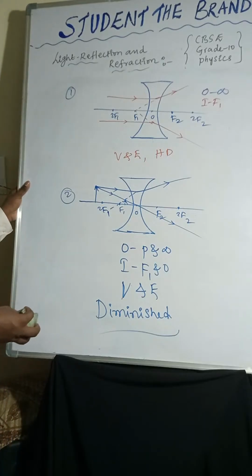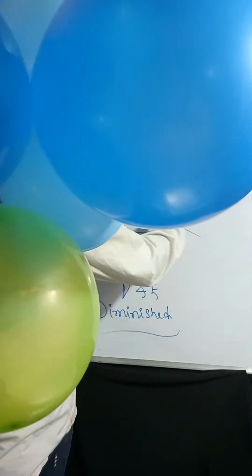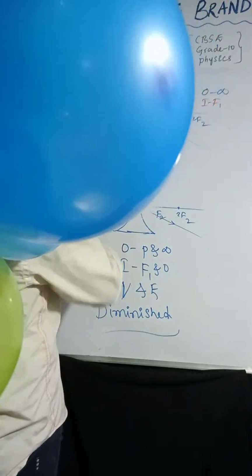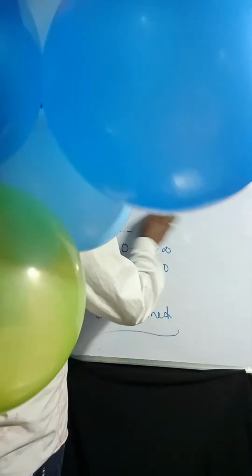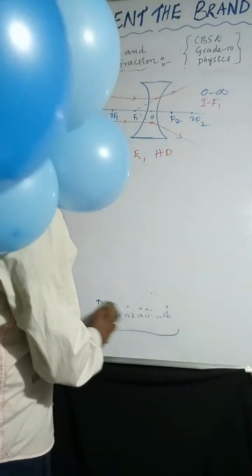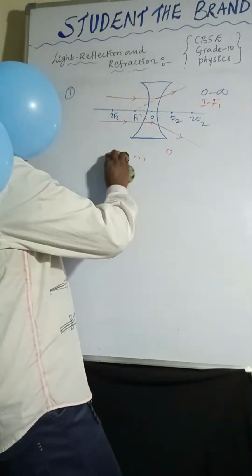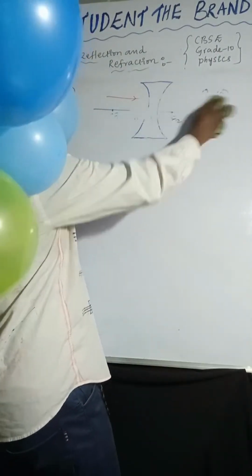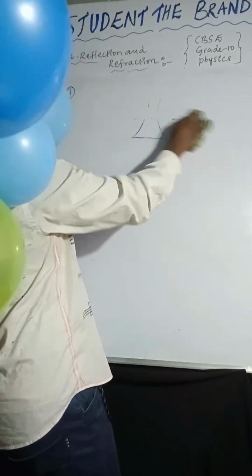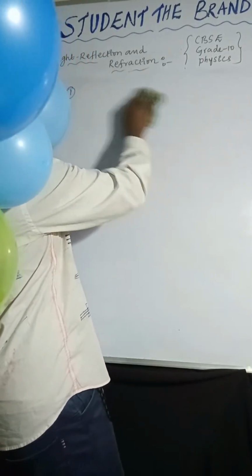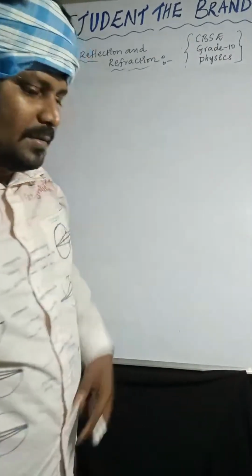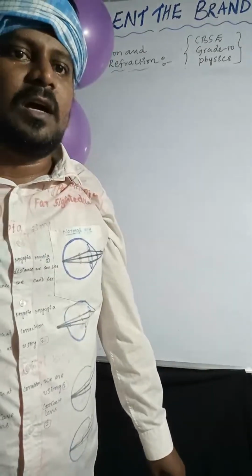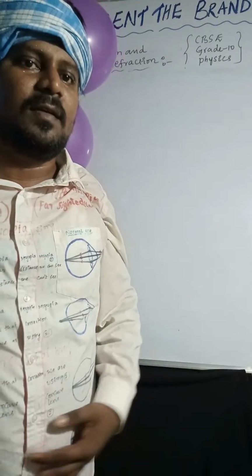Power of lens is positive for convex lens. Power of lens is negative for concave lens.